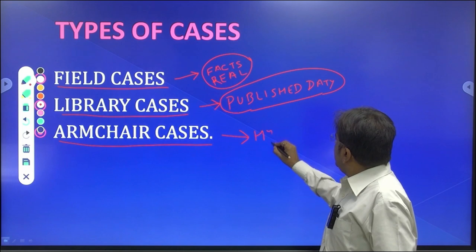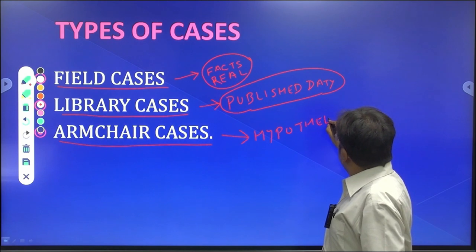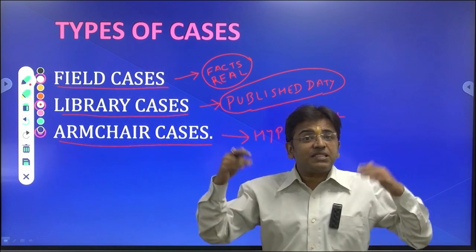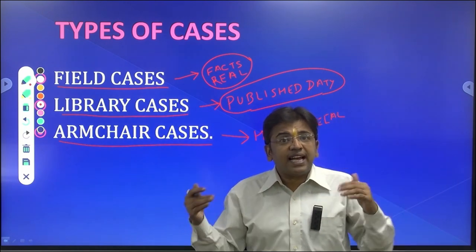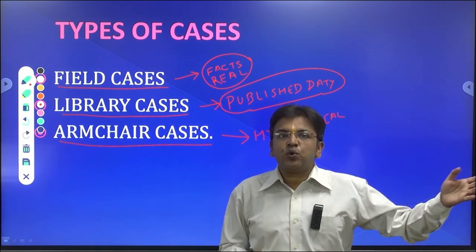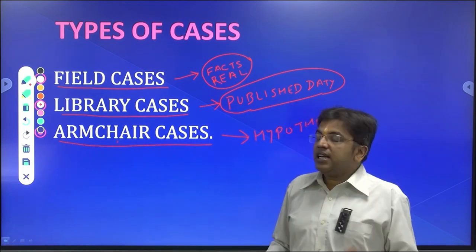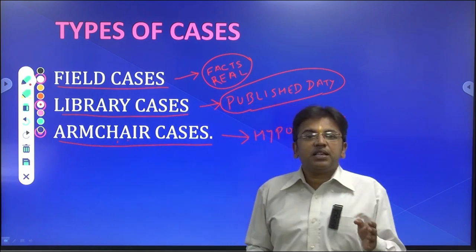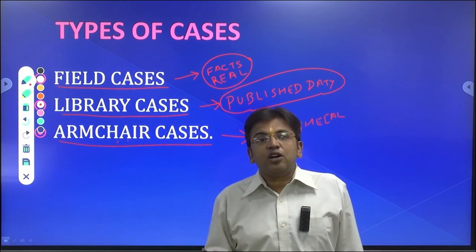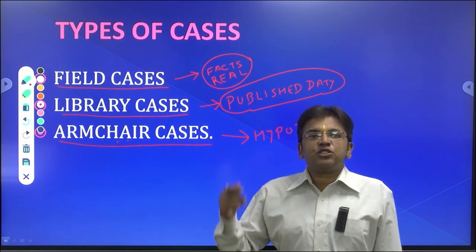So here, hypothetical assumptions are being taken. Means this might not happen, this might have happened, or if this is the solution, this is the case which we are going to write. So here, he doesn't have any idea about the facts. He doesn't have any published data, but he is making a hypothetical study. He is assuming certain things, and on the basis of that assumption, he is going to make his own cases.